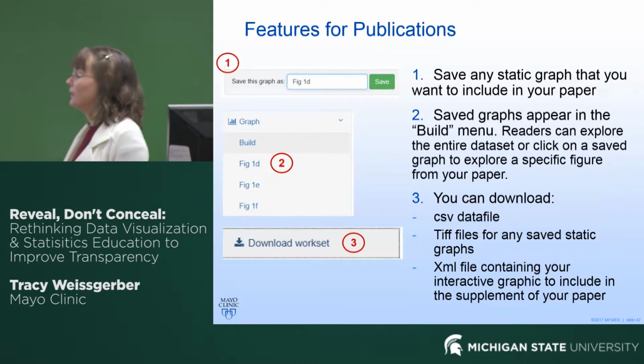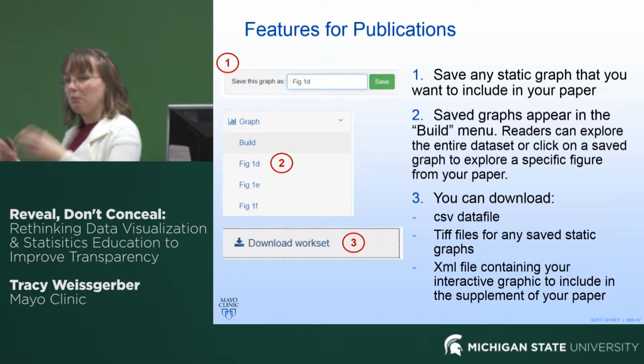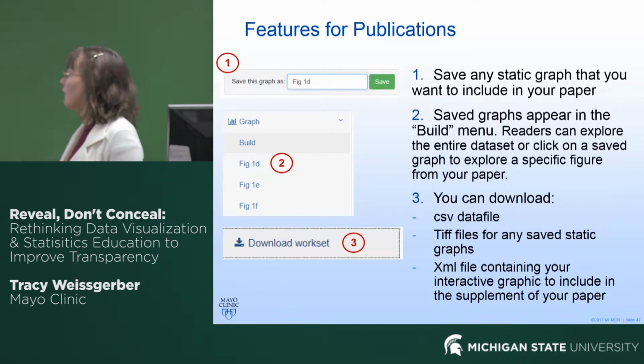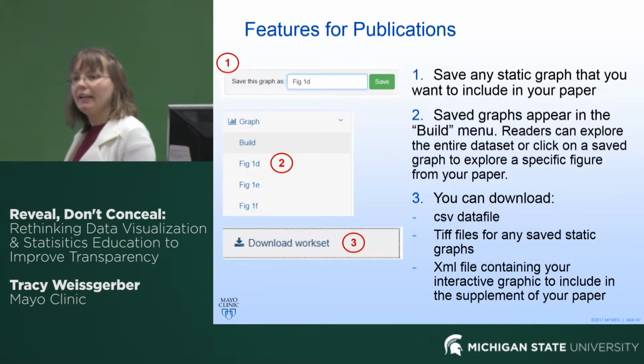So here I have figure 1D for my paper. I click Save. Once I do that, figure 1D is going to show up in the build menu, and I can put as many figures in here as I want. And this is a useful tool because it allows you or your reader to explore your entire data set, or just to say, I'm interested in figure 1D, I want more information on that, so I'm just going to go directly to that and start my exploration from that figure.